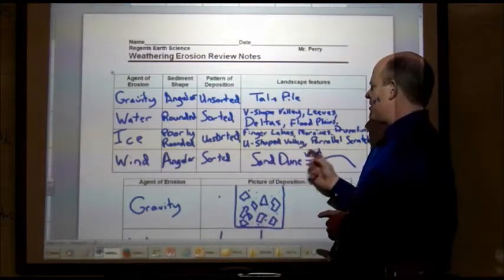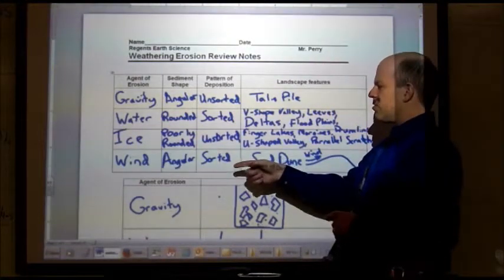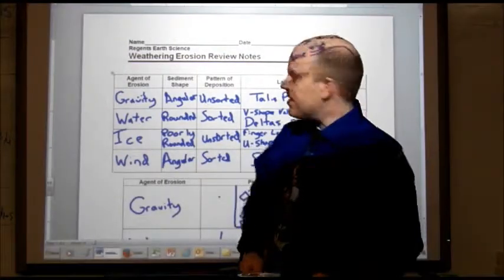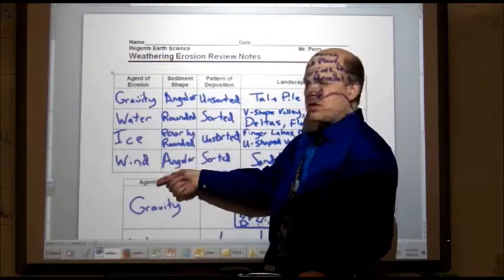So, sand dunes, not on the test. Sorting for wind, yes, it's angular and sorted. Landslides are caused by what agent of erosion? Gravity.